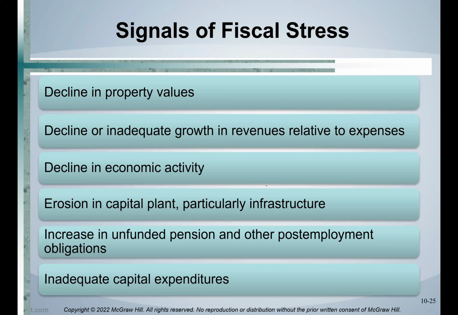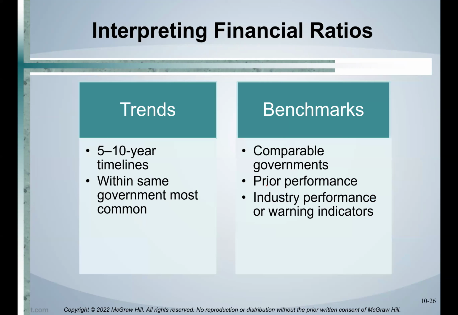Signals of fiscal distress. I've mentioned declines in property values, decline in economic activity, erosion in capital, and they're talking about capital plan, particularly infrastructure. Yeah, that would be the big one because that's going to be large ticket expenditures that are going to have to be made. Taking a look at trends, longitudinal data. And again, that statistical section sometimes goes back 10 years, so that might be rich with a lot of information there.